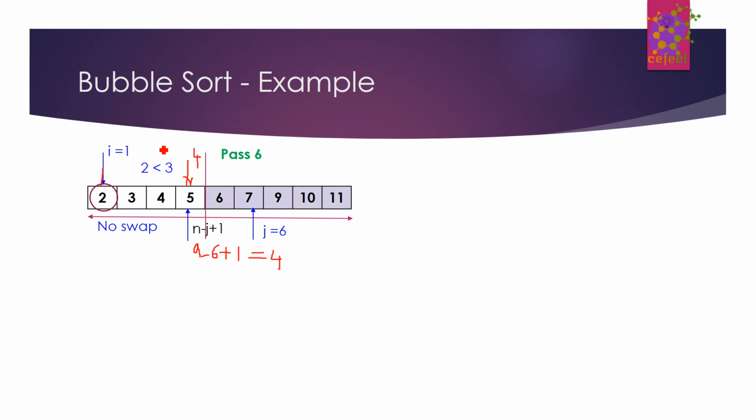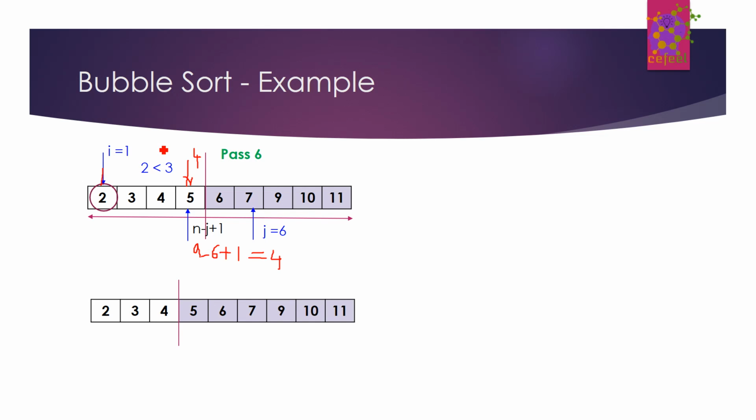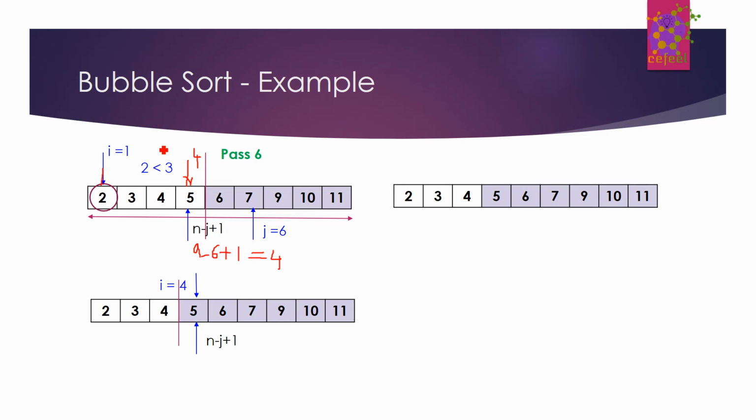In the first case, 2 and 3, there's no need to swap, but at the end of pass 6 we will have pushed the maximum element, which in this case is 5, to the end, with no more swaps of course. And we now have 6 elements sorted. And then we start with pass 7.